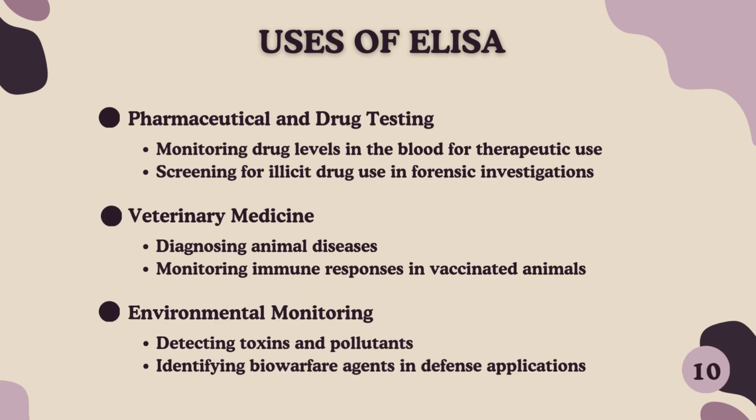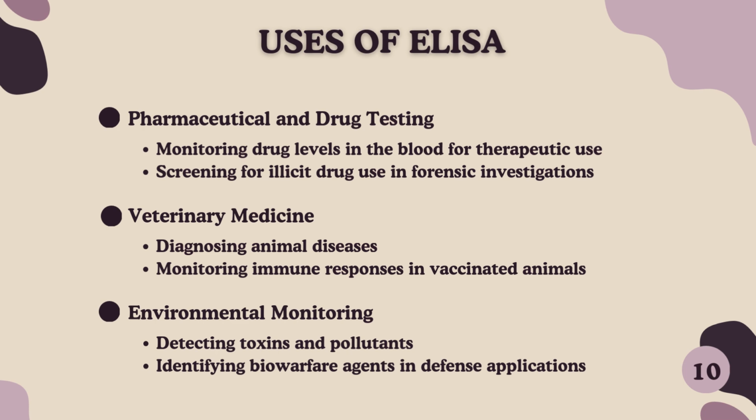Okay, the second point is food safety and quality control. ELISA is crucial in food testing to identify allergens like peanut, gluten, or milk proteins, which can cause severe allergic reactions. It also detects contaminants such as mycotoxins, toxins from fungi, pesticides, and bacterial toxins that can pose health risks.